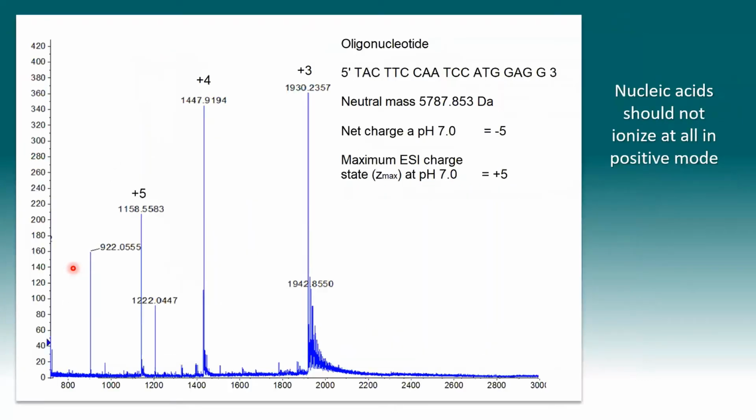And that's a protein. This is an oligonucleotide. So this is a nucleic acid. Nucleic acid should not ionize at all in positive ion mode. What you see here is, in fact, they do. And not only that, the signal for oligonucleotides in positive ion mode is about 50 times stronger than in negative ion mode. And also we have an additional +5 charge state.